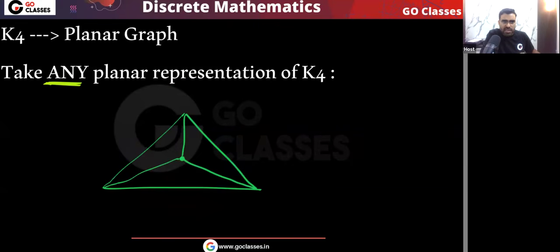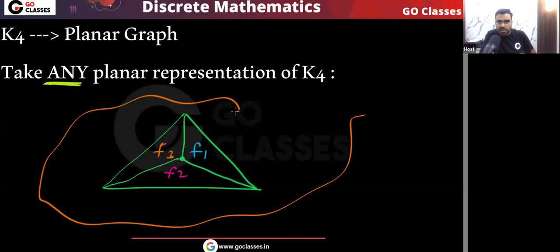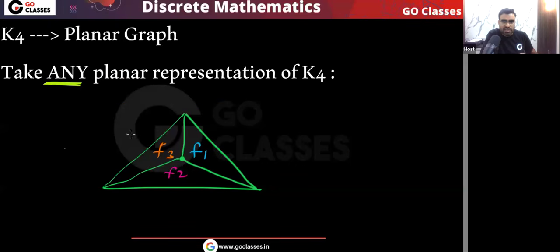Now tell me how many faces I have. Again, you can notice this area surrounded by edges. This is face number 1. Area surrounded by edges, this is face number 2. Area surrounded by edges, this is face number 3. And this outside area is face number 4. So again, there are 4 faces. I hope you understood. Very simple, right?